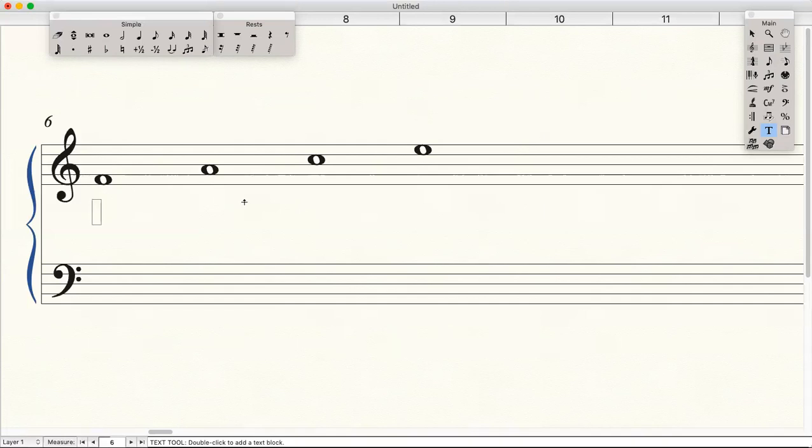Okay, our first space is F. Our second space is A. Third space is C. And our top space is E. Look, that spells face. That's an easy way to remember the spaces of the treble clef: space rhymes with face. Don't forget that.